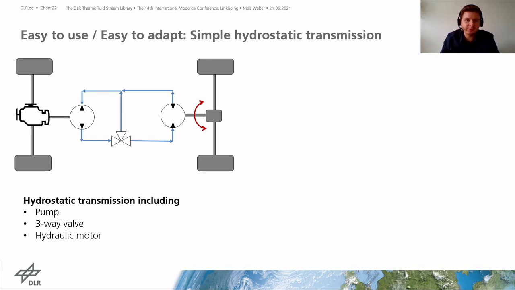Let's assume we want to model a hydrostatic transmission where we want to convert fluid energy created by the pump to shaft power by the use of a hydraulic motor. And we want to control the mass flow through the motor by a switching valve. At the beginning, let's have a look at the simple loop.